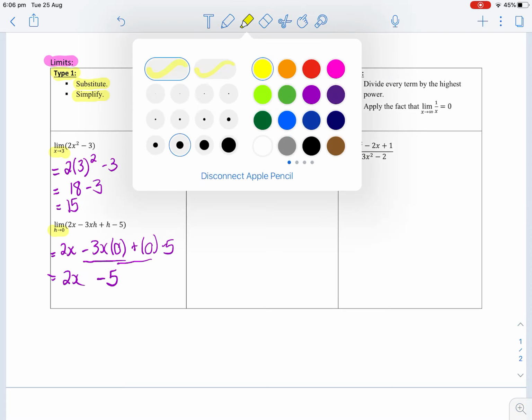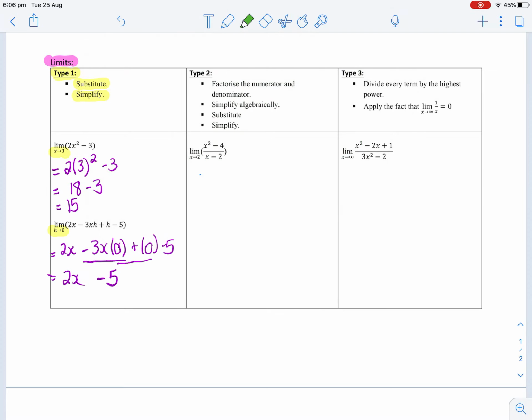If I attempt to do the same for the next type of limits, and I substitute x is 2, that will make the denominator 0, and I can't have that. So I need to make another plan. And that plan is to factorize. So you need to remember the methods of factorizing from earlier in the semester. I'm not substituting yet, so I keep the limit symbol.